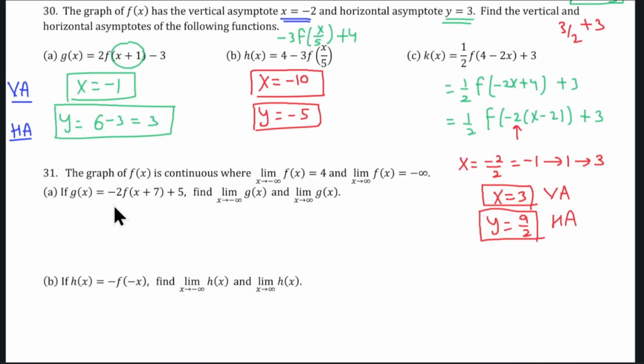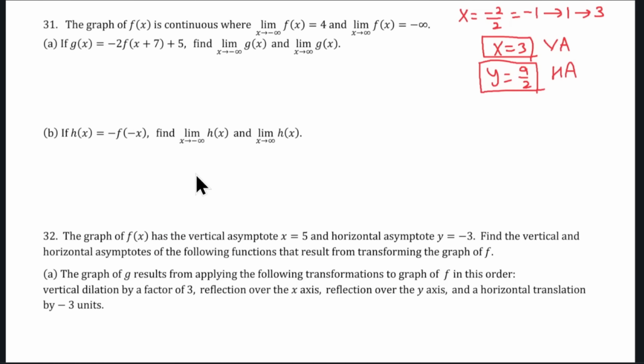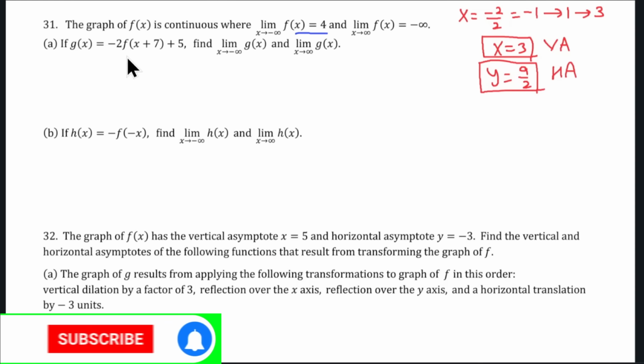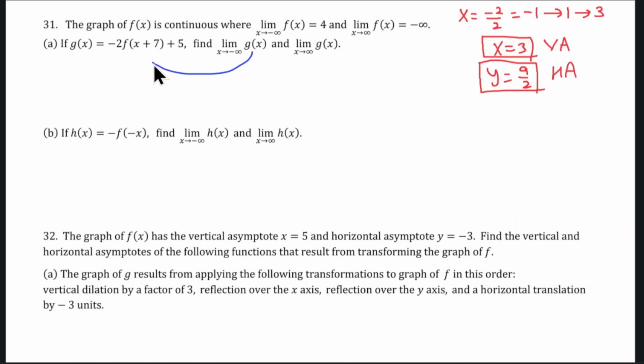Okay. This one talks about the graph of the function f is continuous where the limit as x approaches -infinity is given, infinity is given. So we have to find what is the end behavior of these guys. All right. So when you put g as -infinity, in a way you are putting x as -infinity, right? And you can clearly see that when x is approaching -infinity, this thing approaches 4. So it is clear that when I'm putting the limit as x approaches -infinity of -2 f of x plus 7 plus 5, this portion, since x is going to -infinity, it is same as going to 4.